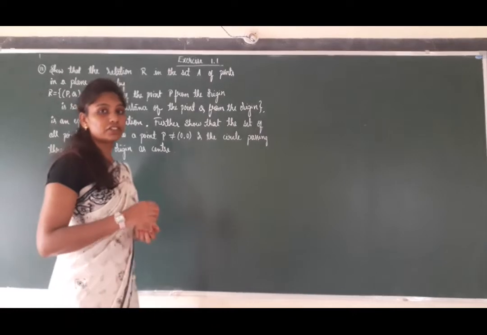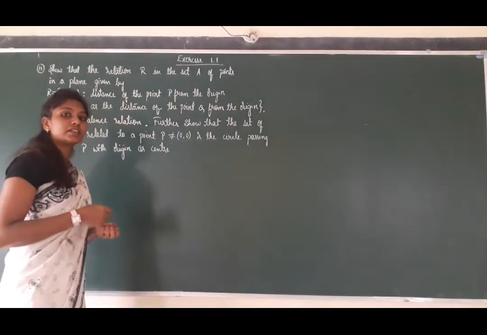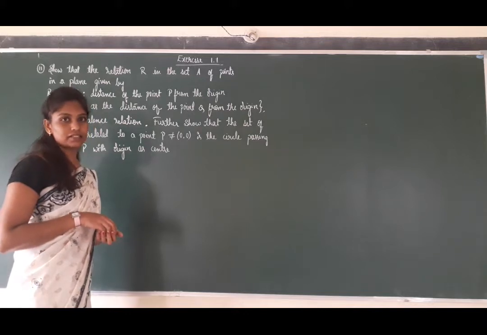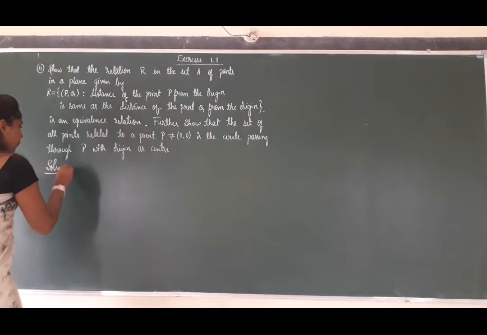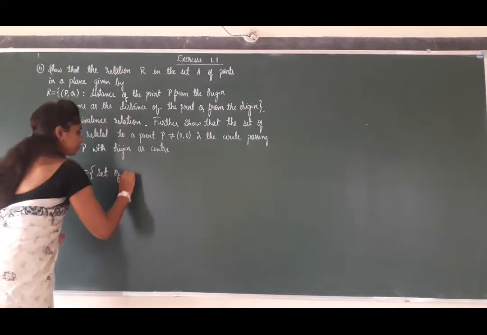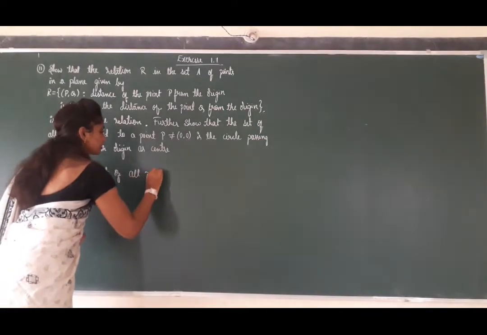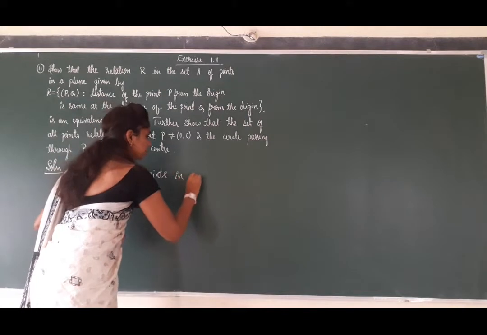Equivalence relation means, as you have already learned, it satisfies reflexive, symmetric and transitive. For this, set A is the set of all points in a plane. What is given? Set A is a set of all points in a plane.